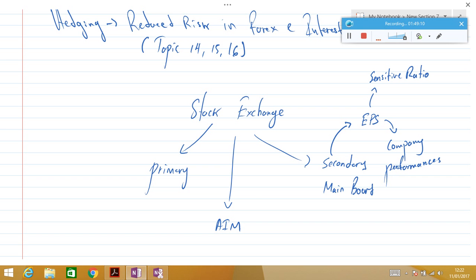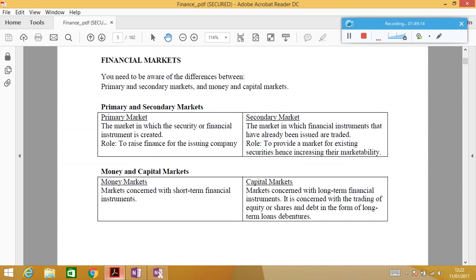If you look at the theory over there, the primary market is the market in which the security or financial instrument is created. Created means you're starting, that's why it's called created. Like primary school, you start first. Secondary market is the market in which financial instruments that have already been issued are traded. That means from primary I'm moving to secondary. That's the reason.